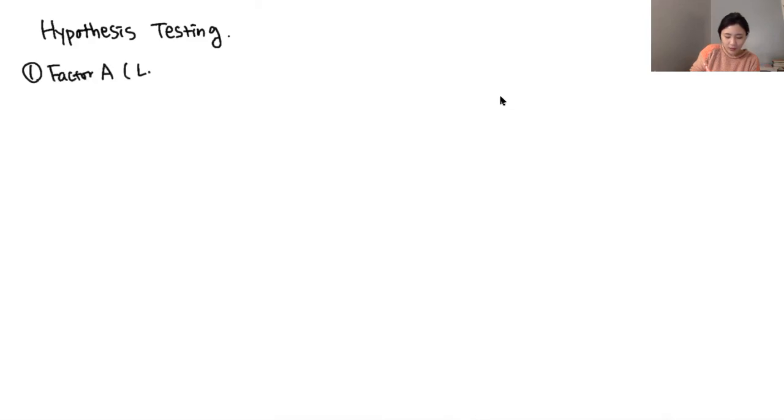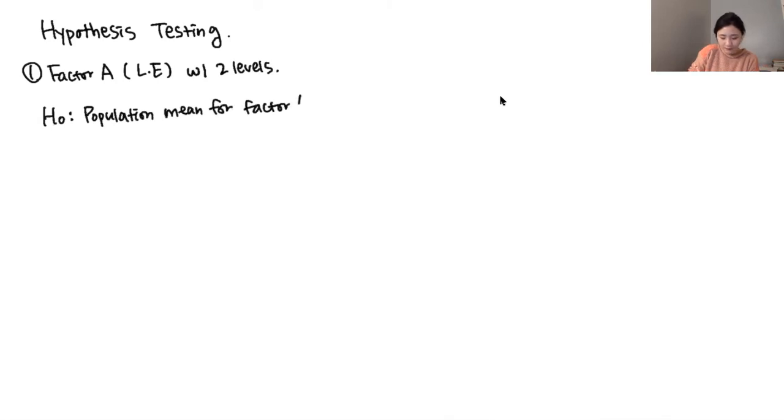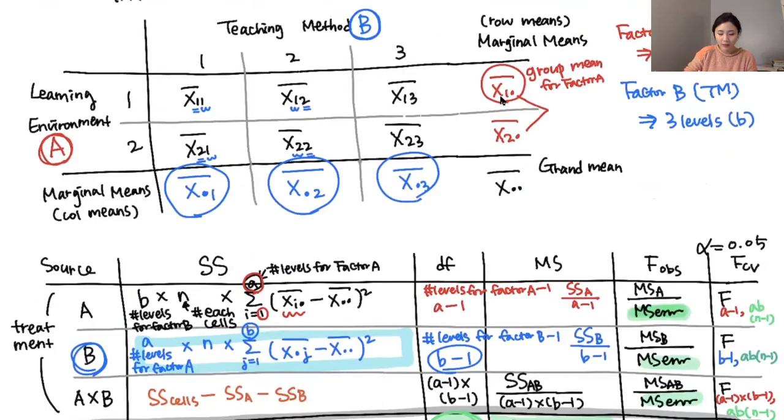In this section, I'm going to share how we can set the null hypothesis and how we can calculate the F statistic and compare it to the F critical value. So factor A, which is learning environment. For factor A, we had two levels, so my H0 is that the population means for A, the learning environment, are the same.